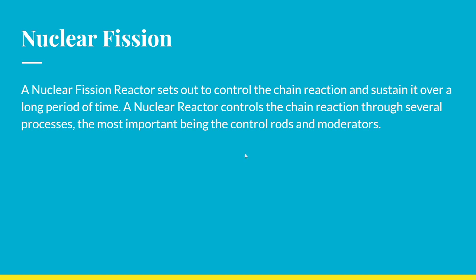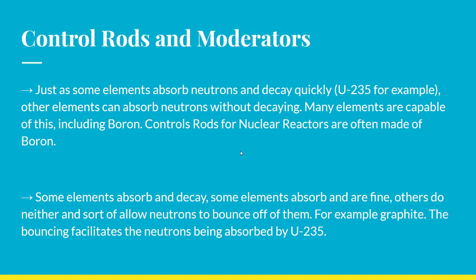A nuclear fission reactor sets out to control the chain reaction and sustain it over long periods of time. A nuclear reactor controls the chain reaction through several processes, probably the most fundamental being control rods and moderators. So, let's talk a little bit about that.